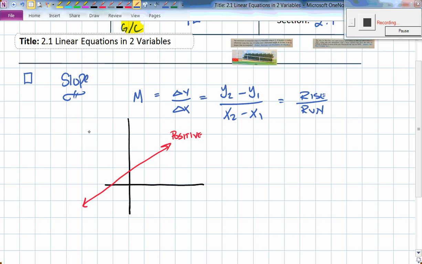What about this blue line here? What would this one be? Why would this be a negative slope? Because it's going down from left to right. Very good. Okay. What about this green line here that I'm putting on?